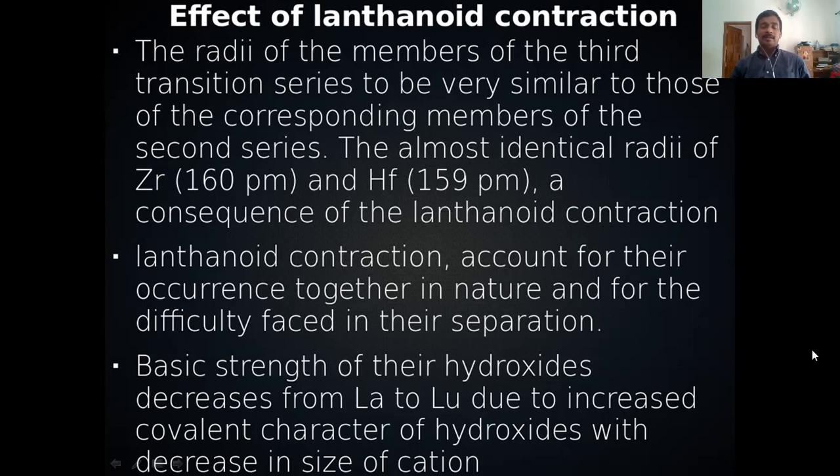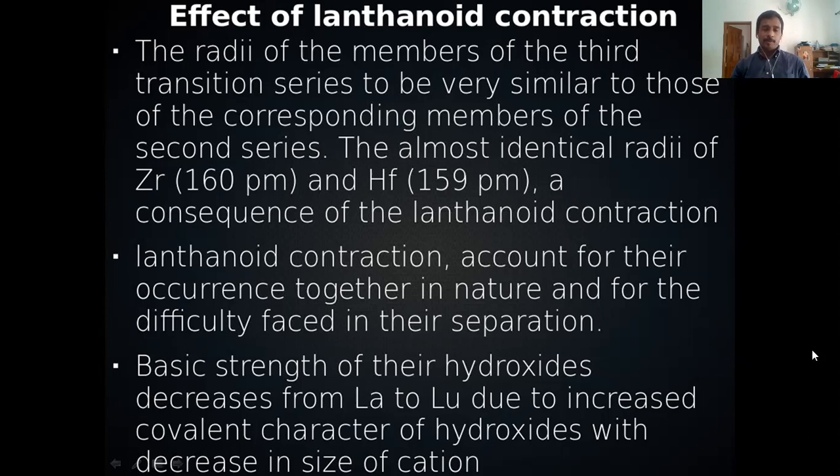The radii of corresponding elements of the second and third transition series are almost equal. For example, zirconium 160 picometer and hafnium 159 picometer. It is very important. Sometimes you will get questions like this. The radii of zirconium of the second transition series and hafnium of the third transition series are almost equal. Why? Simply you can write lanthanoid contraction. Otherwise, directly you will get the question: What is lanthanoid contraction? Or what are the consequences of lanthanoid contraction?